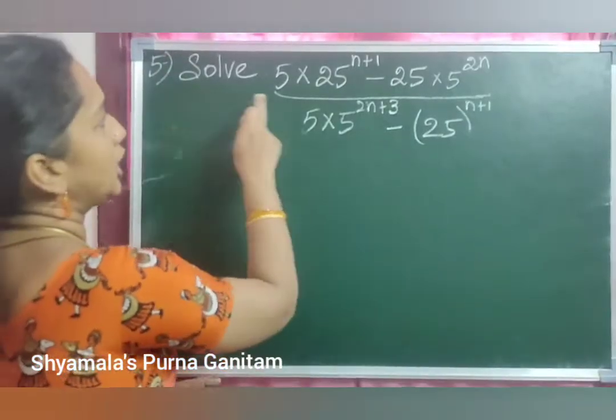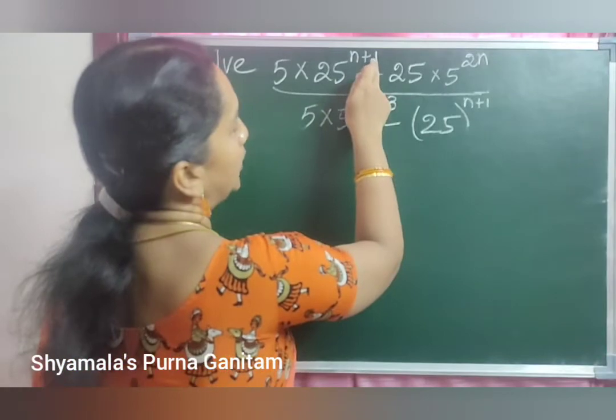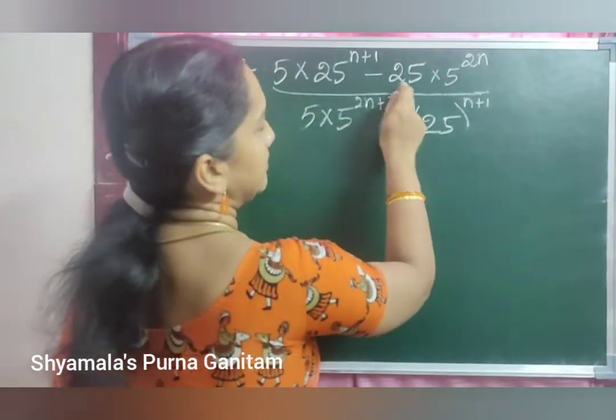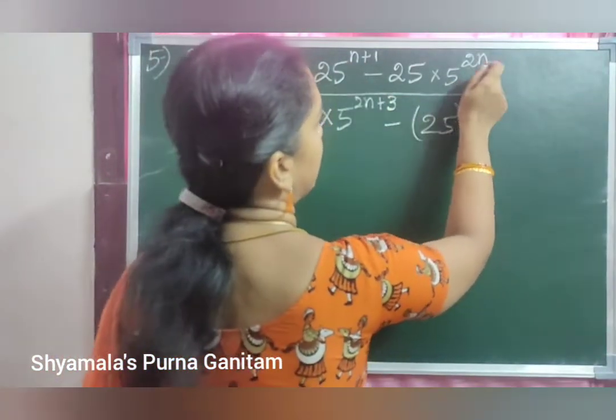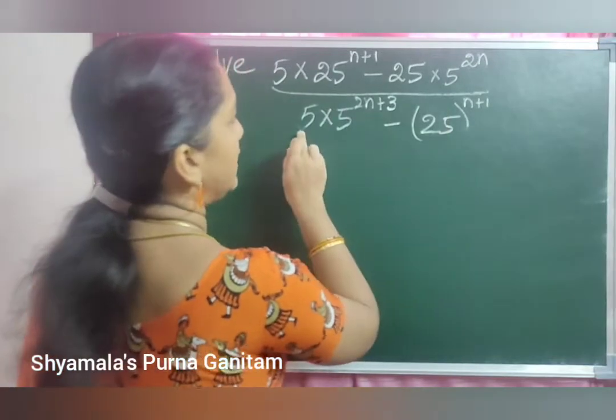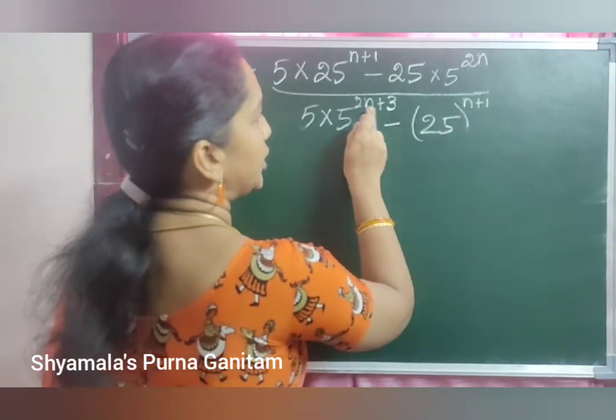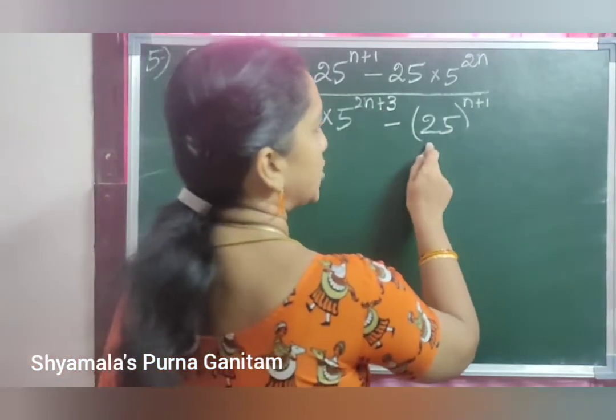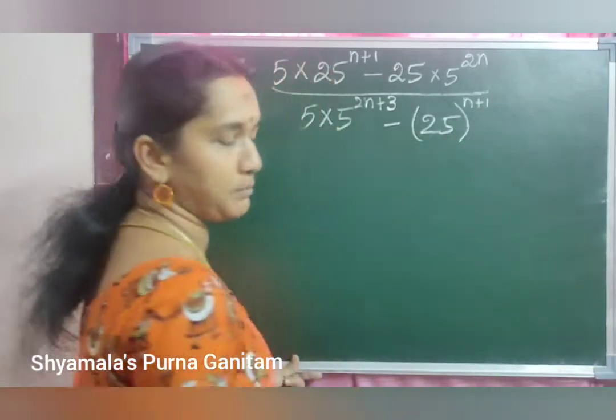Fifth sum. Solve (5 into 25 whole power n plus 1 minus 25 into 5 power 2n) divided by (5 into 5 power 2n plus 3 minus 25 into whole power n plus 1).